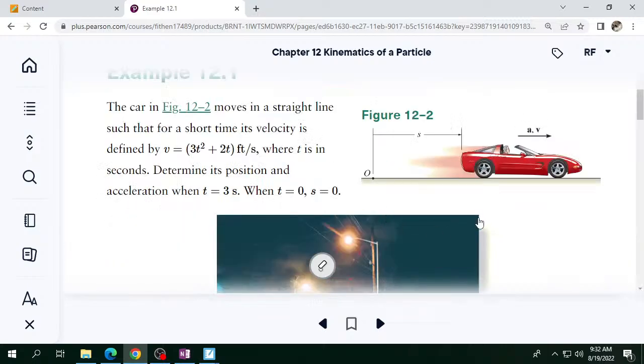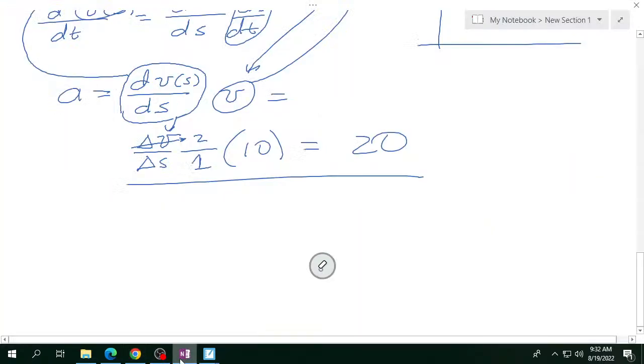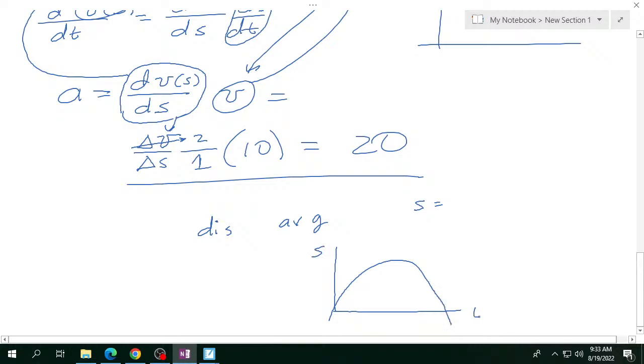Okay, this is one other thing that I probably should mention. He's got this thing about distance traveled and average speed throughout. So let's say you had, I'm just going to make something up, S is equal to... so this is S as a function of time.